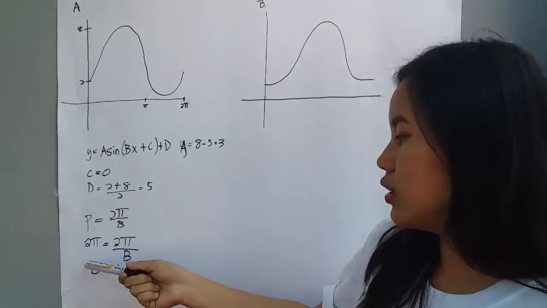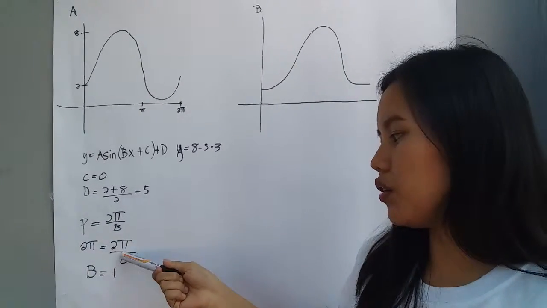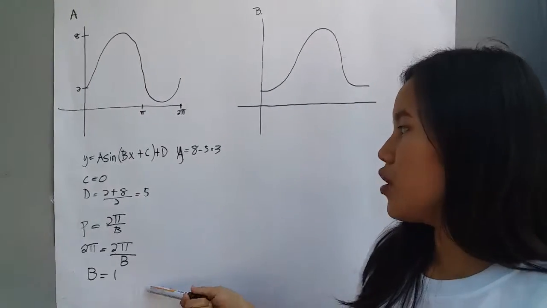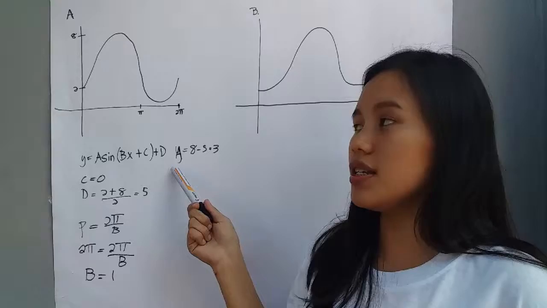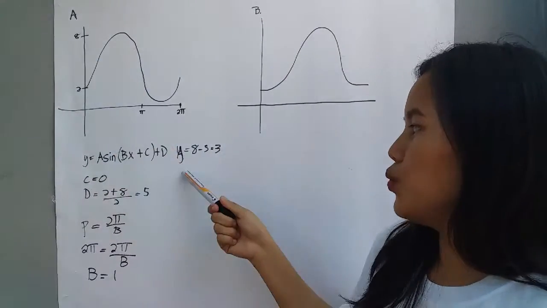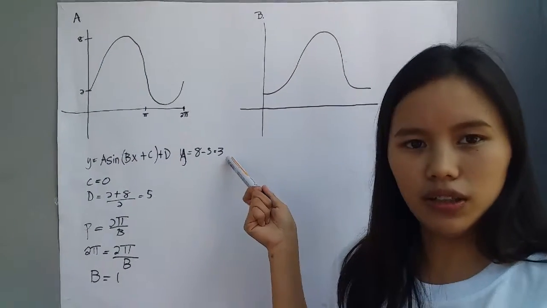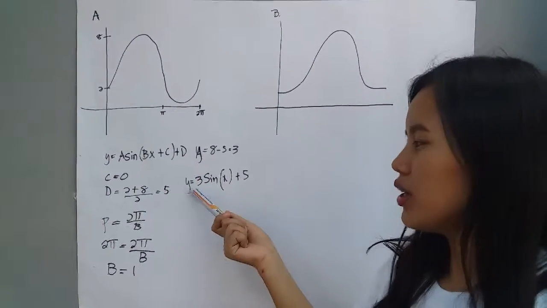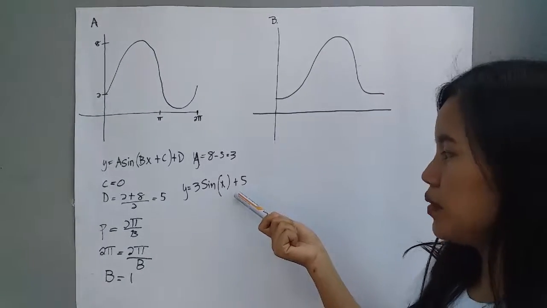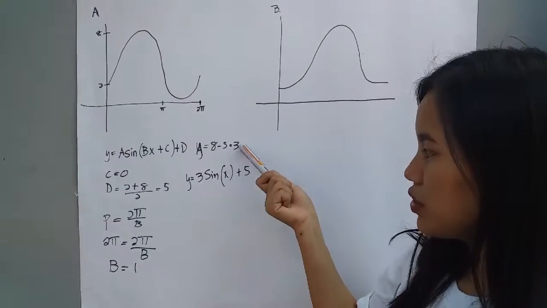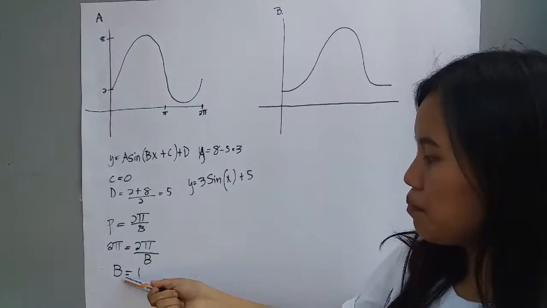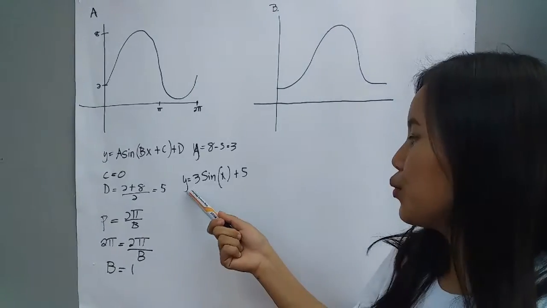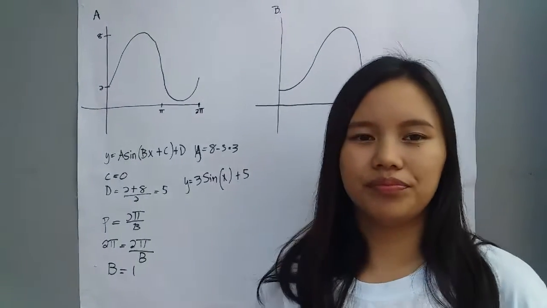Our period, 2 pi, is equal to 2 pi over b. So basically, our b is equal to 1. For amplitude, it is the distance between these two numbers, which is 8 minus 5, equal to 3. Now we have our equation for this graph, which is y equals 3 sine x plus 5. 3 for the amplitude, and x from b equals 1 times x, so x. So this is our equation.